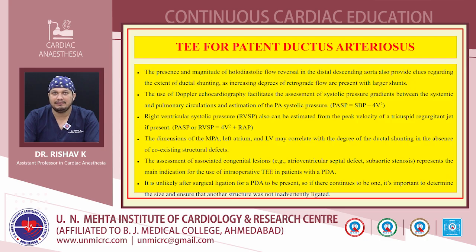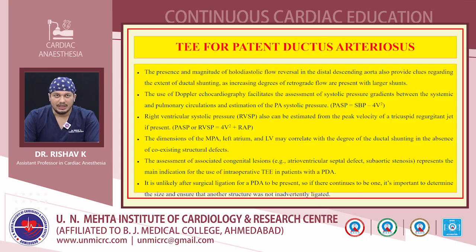This is a derivative of the simplified Bernoulli equation that we are using here to estimate the pulmonary artery systolic pressure, which is systolic blood pressure minus 4V squared, where V is the velocity of the pulmonary regurgitant jet. Also, the right ventricular systolic pressure can be estimated from the peak velocity of a tricuspid regurgitant jet, that is PASP or RVSP equals 4V squared, where V is the peak velocity of the tricuspid regurgitant jet, plus the right atrial pressure.